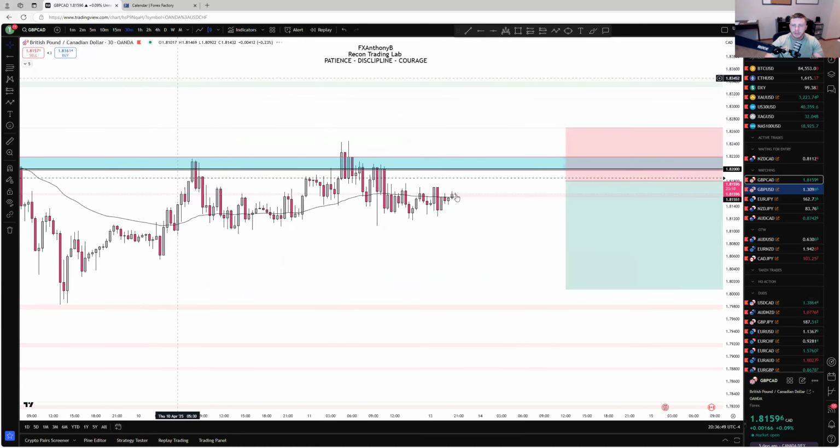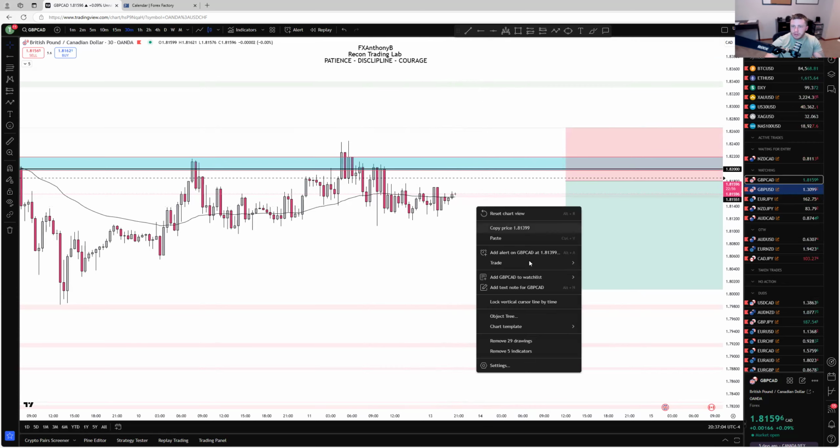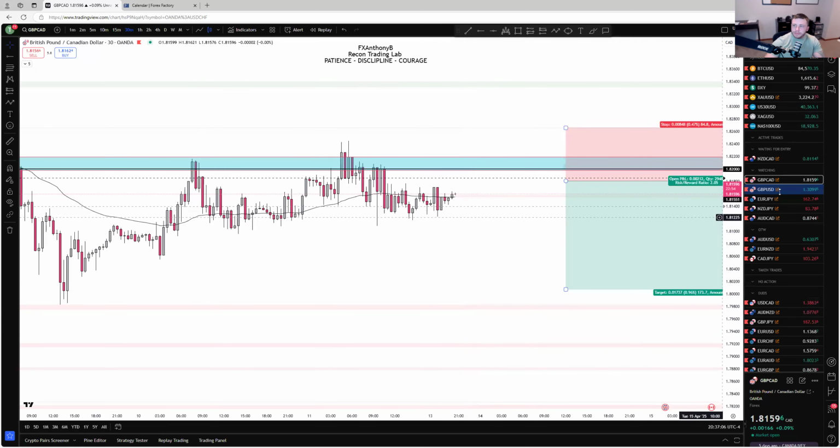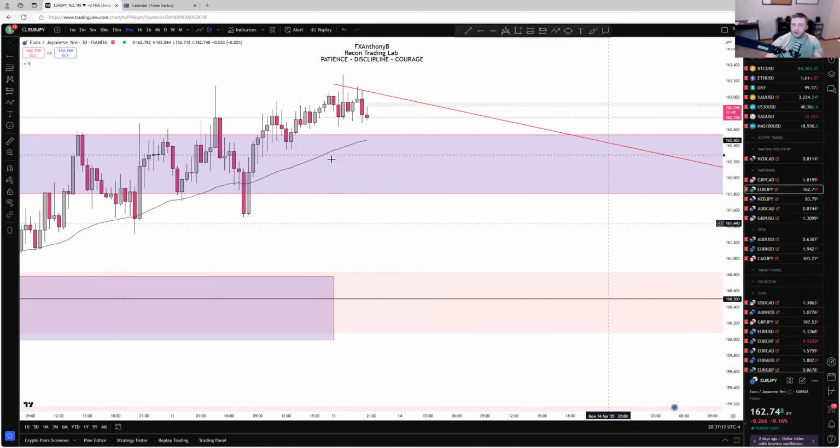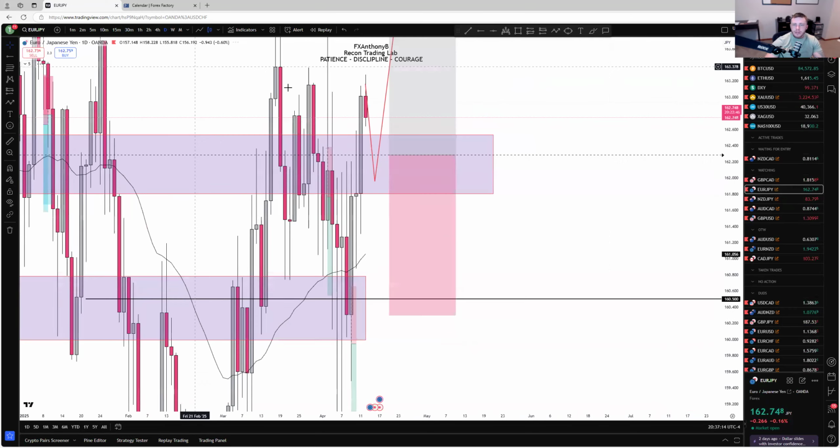30 minutes. Actually, 30 minutes is higher, a little bit. We're just waiting for the proper rejection to then sell. I'm actually going to put an alarm here too. I like this. So bottom.